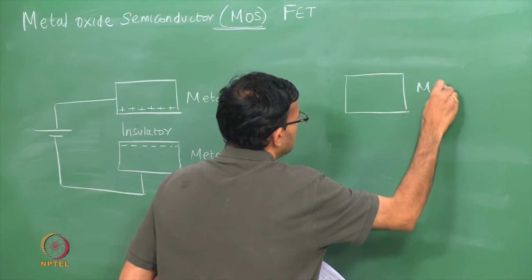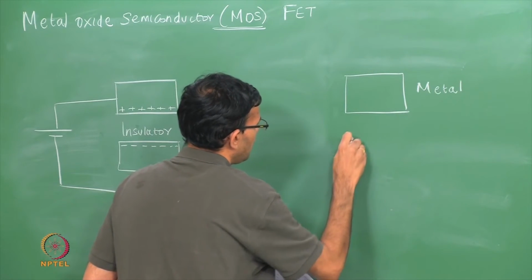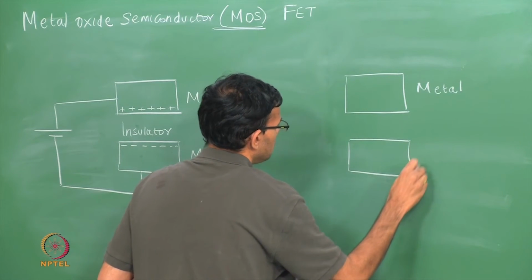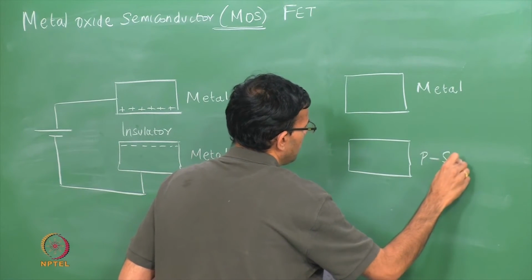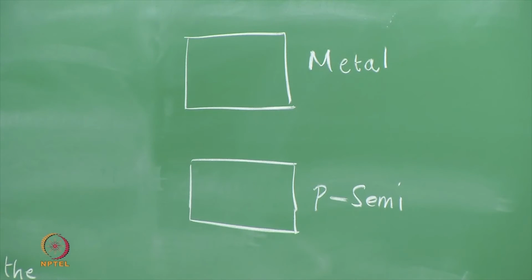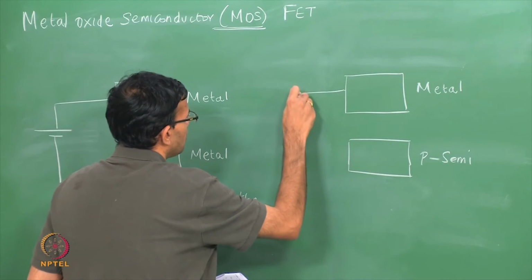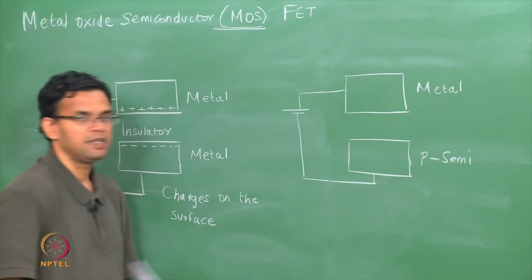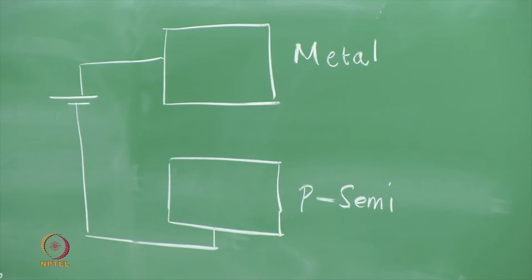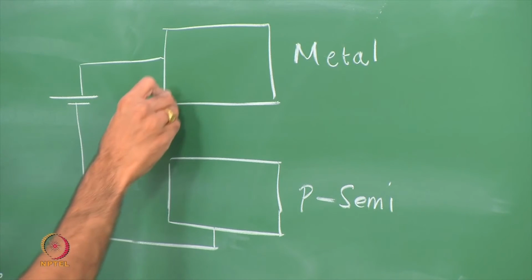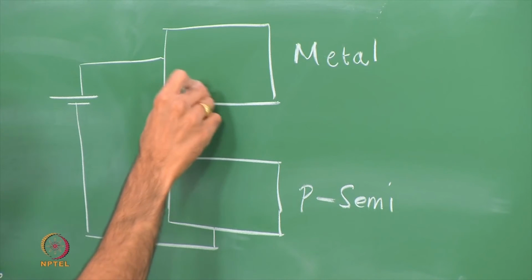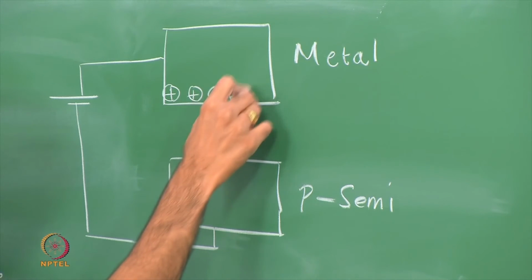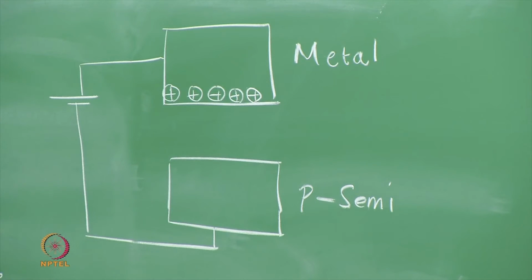Then I have a metal, but instead of the other metal I have a p-type semiconductor. So, once again there is an insulator layer between these two. Connect the metal to positive and the p-type to negative. So, we have a positive charge on the surface of the metal, but the charge density in the case of a semiconductor is lower.